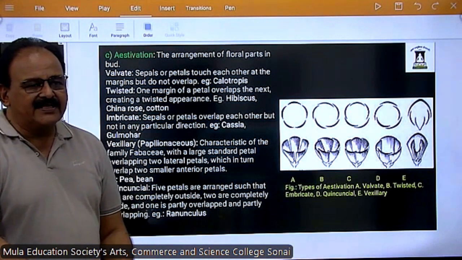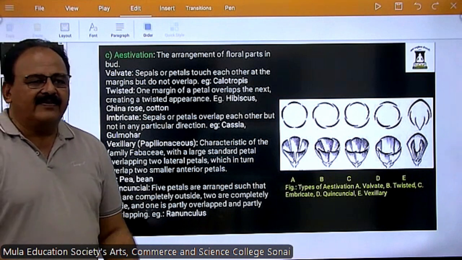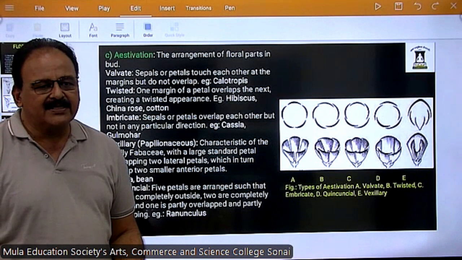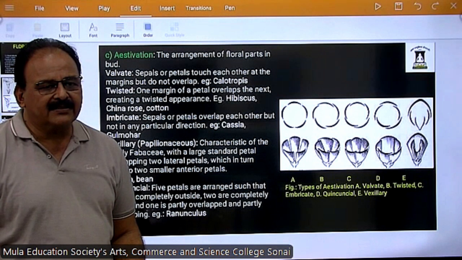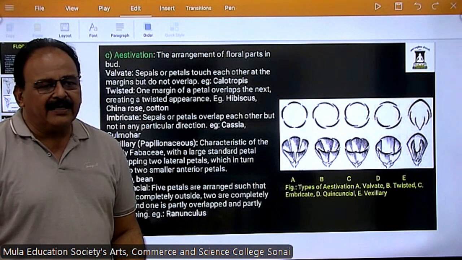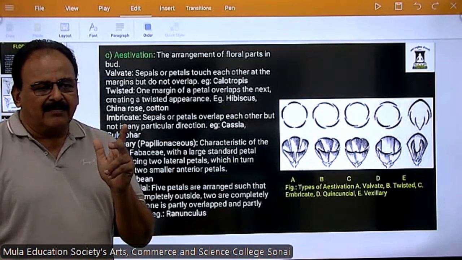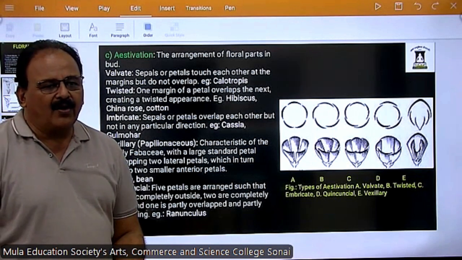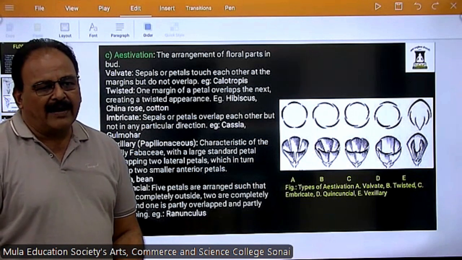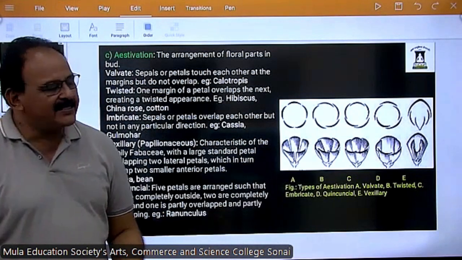Then third type is imbricate aestivation. In this type, the sepals or petals overlap each other, but not in any particular direction. In imbricate aestivation, one petal or sepal is completely inner and one is outer, and others are overlapping and overlapped. For example, cassia. Then fourth and most important type is vexillary.